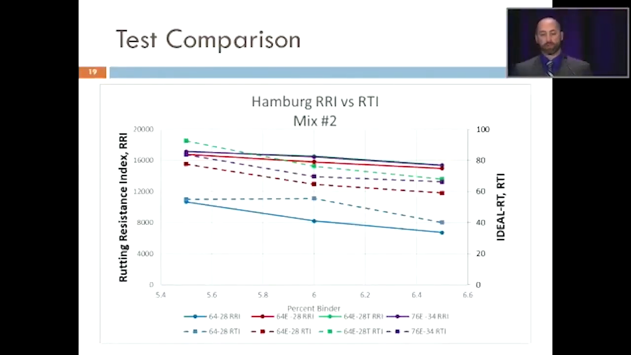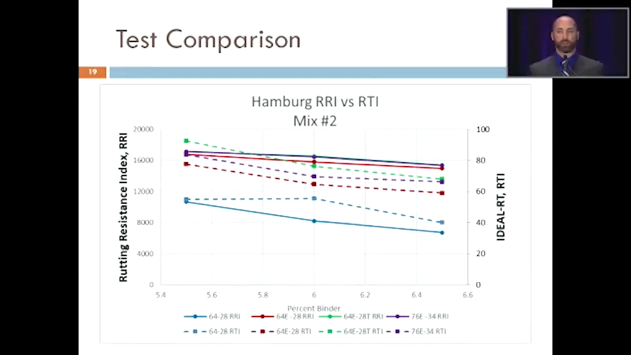And now the Hamburg wheel tracker. This is just a quick glimpse of some of the work that we started looking into, comparing the IDEAL RT with the Hamburg wheel tracker rutting resistance index, the index value that includes the wheel passes and the rut depth. It is ranking the mixes the same.